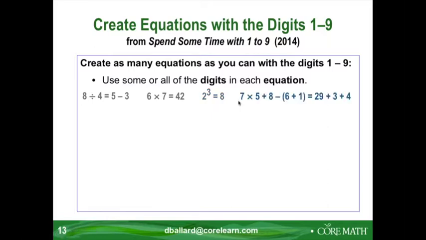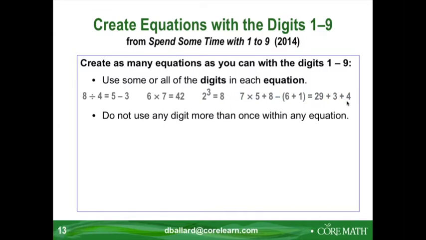Final example here of ones that work, and I think I've gotten in this equation to use all of the digits: 1, 2, 3, 4, 5, 6, 7, 8, and 9. So I used all the digits in this case to create numbers in an equation that's true. Let's see if it's true. 7 times 5 is 35, plus 8 is 43, minus quantity 6 plus 1 is 7, so we have 43 minus 7 makes 36. Over here we have 29 plus 3 makes 32. 32 plus 4 makes 36, so we have 36 equals 36. So it's an equation, it works, it's great.